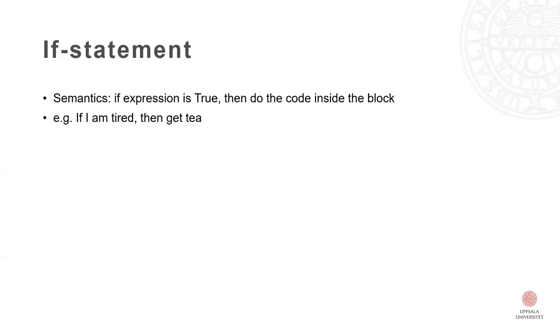They are very similar to the statements we use every day. For example, I say, if I am tired, then I get tea. So this basically means that if this condition holds, I will do this operation. If this condition doesn't hold, I will not do this. This is similar when it comes to programming as well.